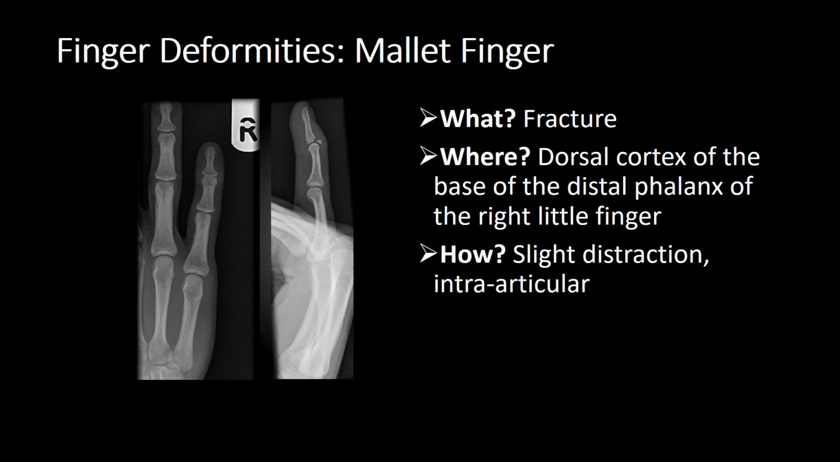So what is it? It's a fracture of the dorsal cortex of the base of the distal phalanx of the right little finger. And how? Well, we can see that this fracture fragment has been slightly distracted, so we would use slight distraction in our how, and the fact that it is an intra-articular injury, because an intra-articular injury indicates that it's a much more significant injury than one that is extra-articular.